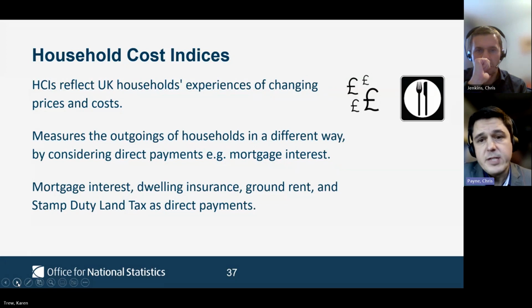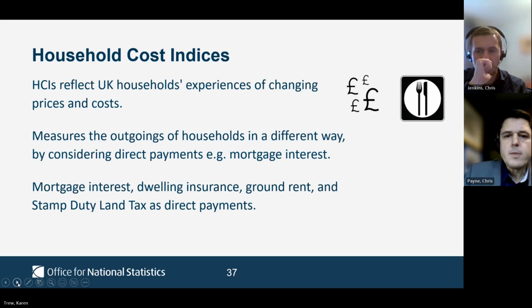But with the household cost indices, we're trying to understand the experience of households, and so we want to try and capture it in a more direct way. So we include things like mortgage interest payments, stamp duty, land tax, which households pay when they buy a house, dwelling insurance, and various other factors. If we could have the next slide, please, Karen.